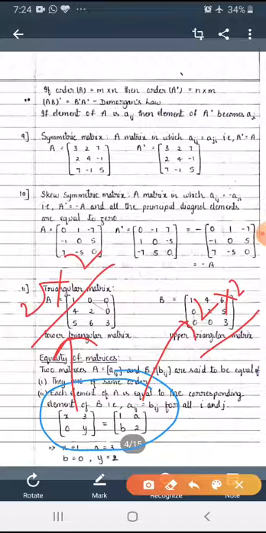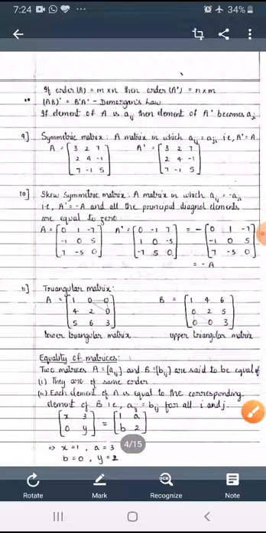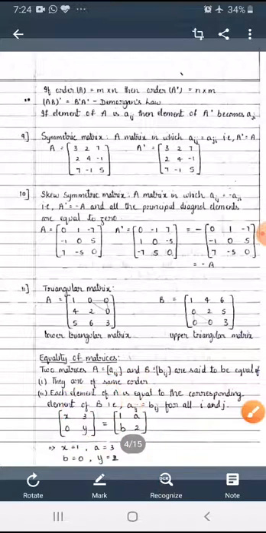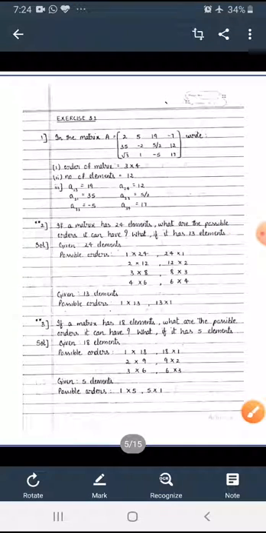While equating, equal means you should equate the corresponding elements. So here x equals the corresponding element, 1. 3 equals a, so a equals 3, x equals 1. Then b equals 0, y equals 2. So this is the equality of matrices. So these are the types of matrices.